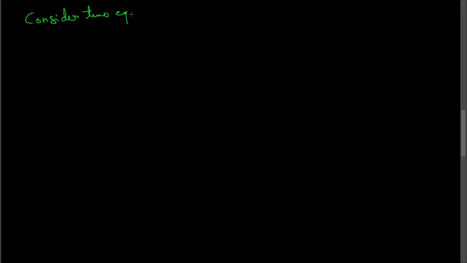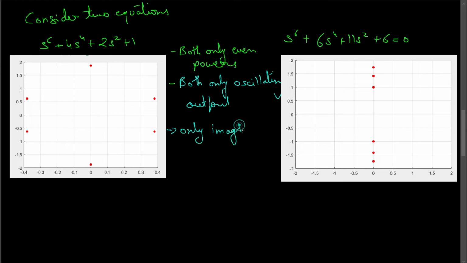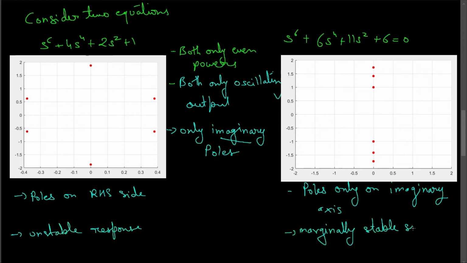Let's consider two equations, both having only even powers of S. For both of these equations, you can see the location of their poles in the plot. Both of these equations have only even powers, both will give you an oscillating output, and both have only imaginary poles. But for the first one, there are poles on the right hand side of the imaginary axis, while for the second, there are poles only on the imaginary axis. For the first, you will get an unstable response, while the second is a marginally stable system and it gives an oscillating response in the output.